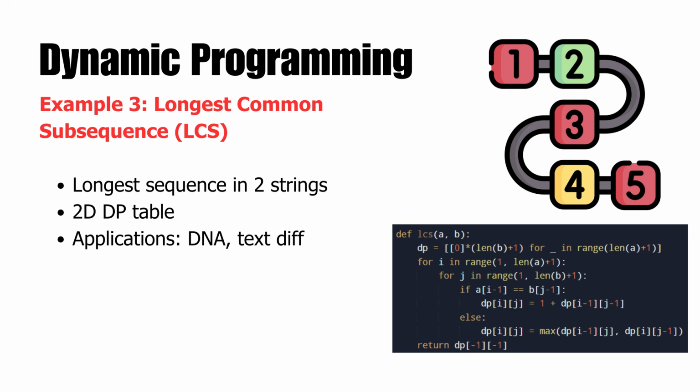For our final example, consider the longest common subsequence. Given two strings, find the length of the longest sequence appearing in both, not necessarily contiguous. We use a 2D DP table to compare characters from both strings. When characters match, we increment the count from the diagonal cell. When they don't match, we take the maximum from adjacent cells. The bottom right cell gives us the LCS length.